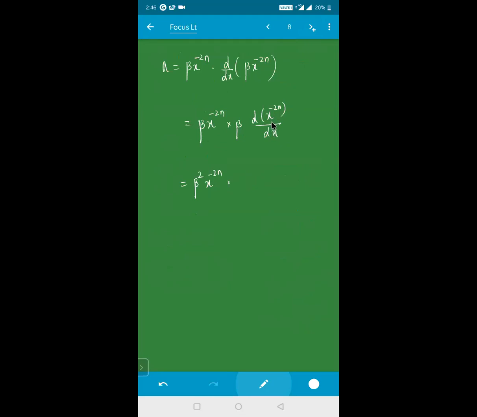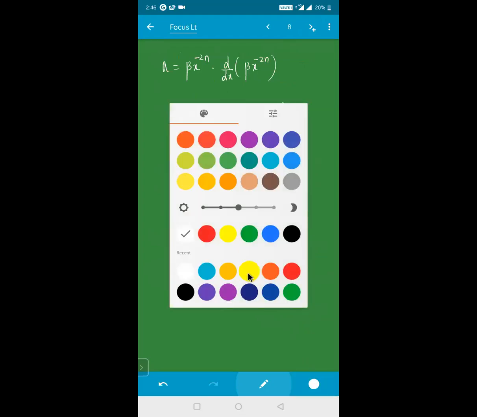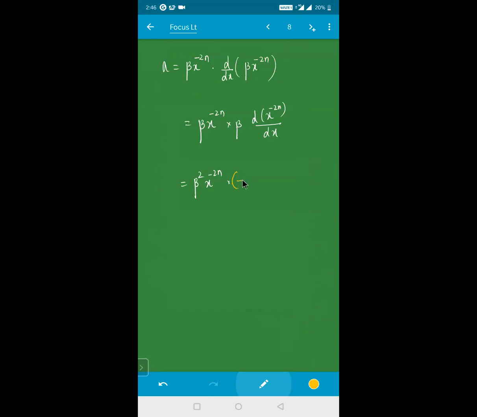Now the differentiation of this will be equal to how much? Can anyone tell me the differentiation of x to the power of minus 2n? I'll write with the other pen. See here: this becomes minus 2n x to the power of minus 2n minus 1. Is this step clear for everyone? Yes, sir. So now I write here: this one is minus, this is 2, this is n, this is beta square, and x is common, so it is x to the power of minus 2n, this is minus 2n, this is minus 1.